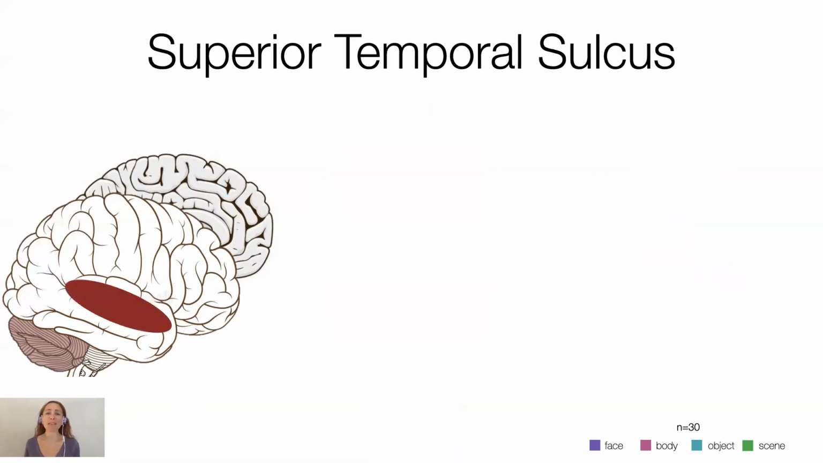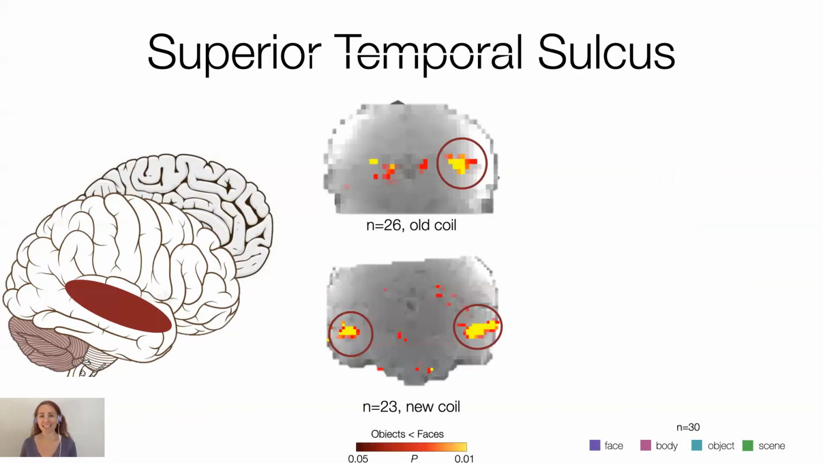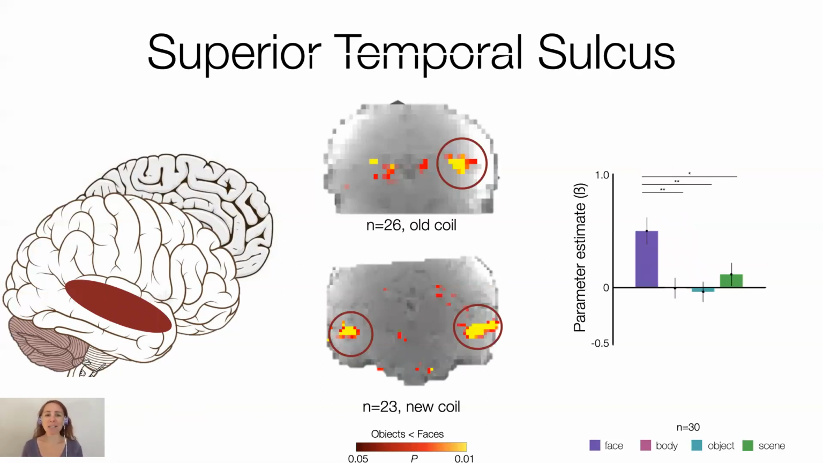All right, now what about the superior temporal sulcus, a higher order social perception region? Here we found face activations in the STS for both the old coil and the new coil datasets. In the functional ROI analysis, the face response was significantly greater than the response to all other conditions. So yes, the infant STS is face selective.